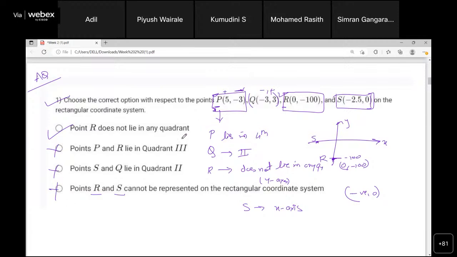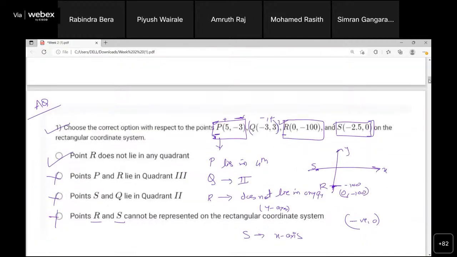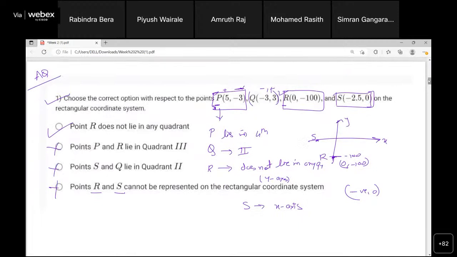Hello? Any doubt in this part? Sir, I have a doubt. What is your doubt? Here it is not forming a rectangle. That is why it is not respective to the rectangle coordinate system. This is the only reason here.